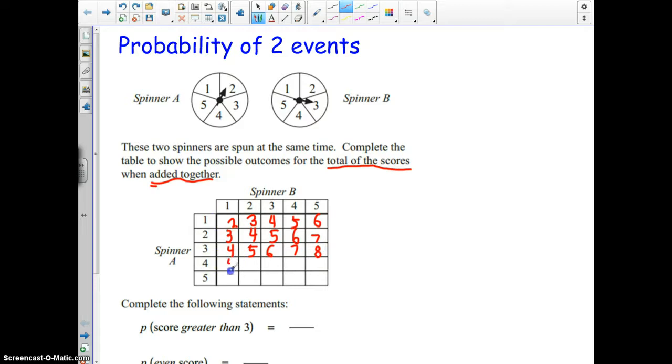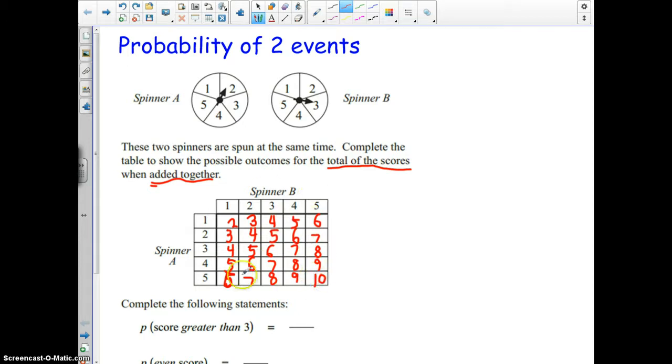4 plus 1 is 5. 4 plus 2 is 6. 4 plus 3 is 7. 4 plus 4 is 8. 4 plus 5 is 9. 5 plus 1 is 6. Sorry about that. 5 plus 2 is 7. 5 plus 3 is 8. 5 plus 4 is 9. 5 plus 5 is 10.